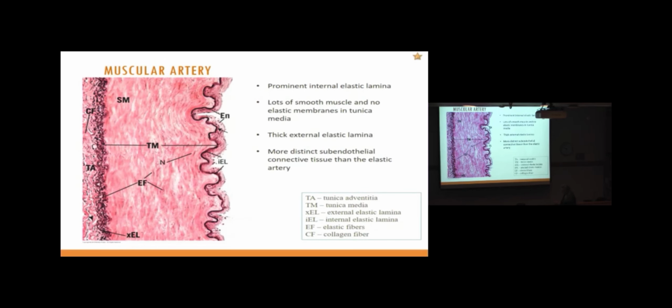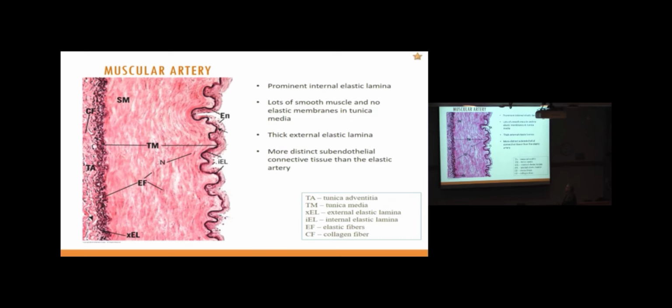Okay, so as the arteries branch and get a little smaller, they lose these elastic lamellae that are in the media and become muscular arteries. So their media is largely filled with smooth muscle. That's what you see here. But they become easier to distinguish, at least for me, because their internal and external elastic lamina become so prominent.